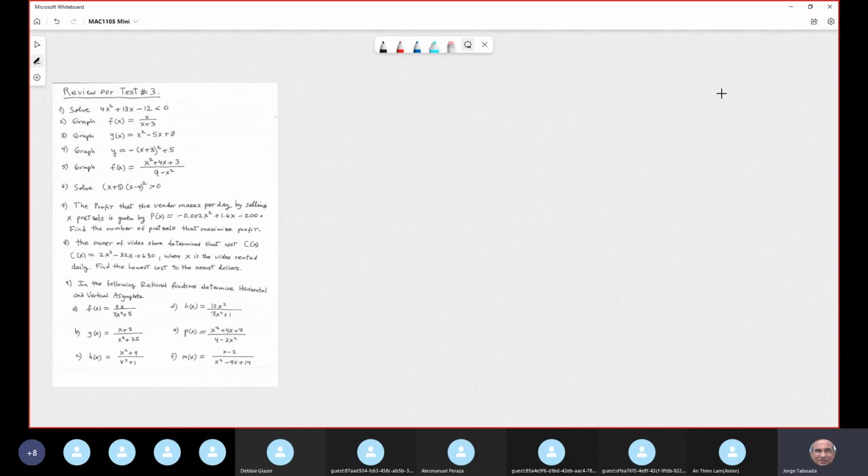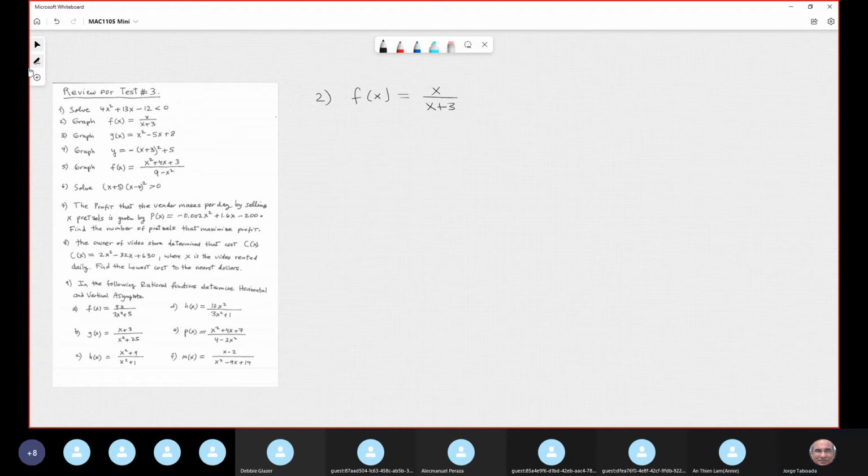Okay, number two is: do the graph of that function. That function is a rational function. Number 2: f of x equals x over x plus 3. Okay, let's do it.